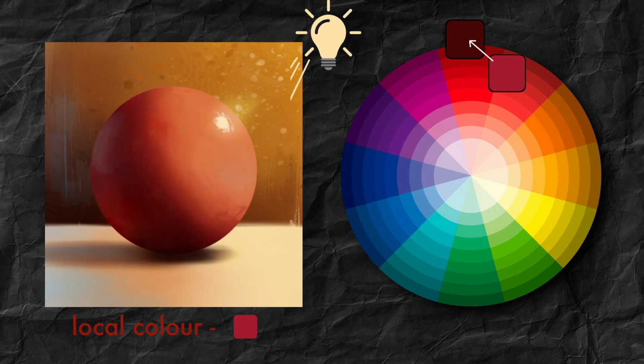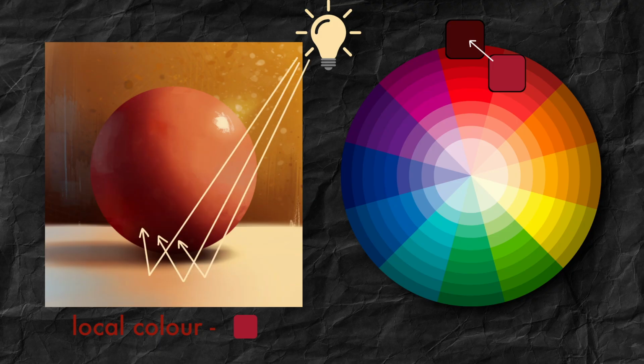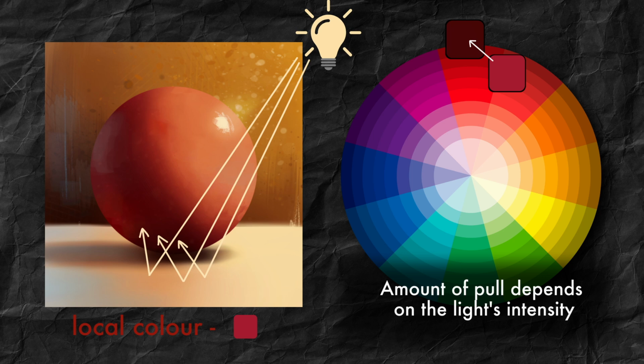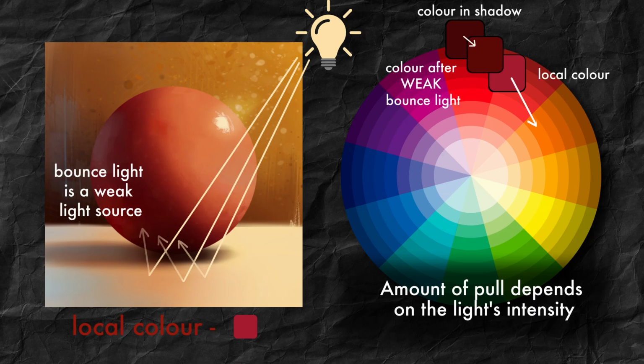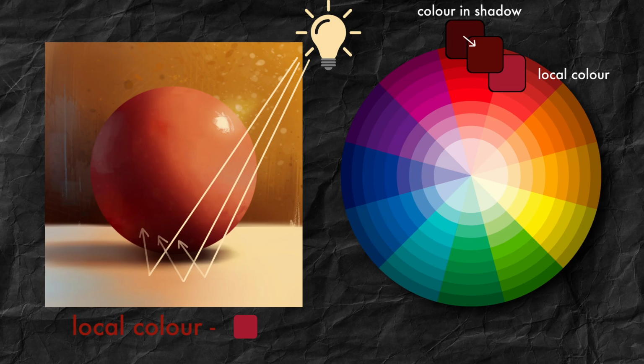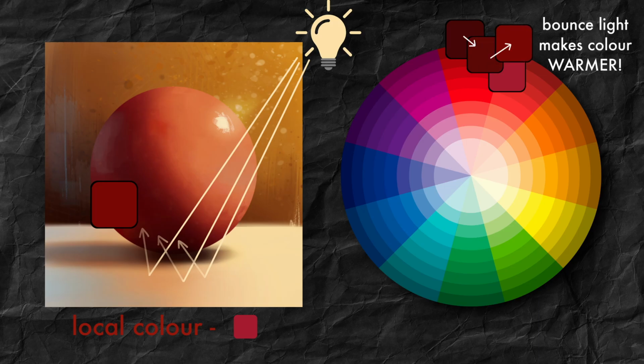But light can hit a surface and bounce up into the shadows. I said earlier that the amount of pull the light has on local color depends on its intensity. When even a strong light hits a surface, it loses some of its energy in the bounce and becomes weaker. So its effect on the shadow color is much less when compared to direct light. But wait, this swatch doesn't match the color over here. Why not? When light loses energy from bouncing, it also becomes warmer and the color shifts towards the reds.